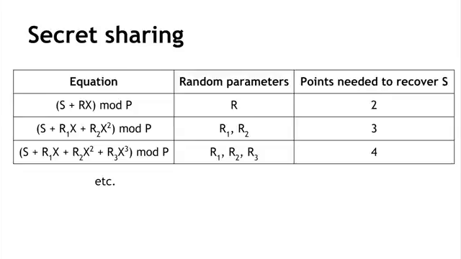If, on the other hand, you use a quadratic, that is s plus some random value r1 times x plus some other random value r2 times x squared, then there are 2 random parameters r1 and r2, and with any 3 points you can uniquely interpolate a quadratic and get back s. And we can just go up the ladder here. If we use a cubic function, there are 3 random parameters. We need 4 points. And in any case, you can generate as many points as you want on the line or the quadratic or the cubic.